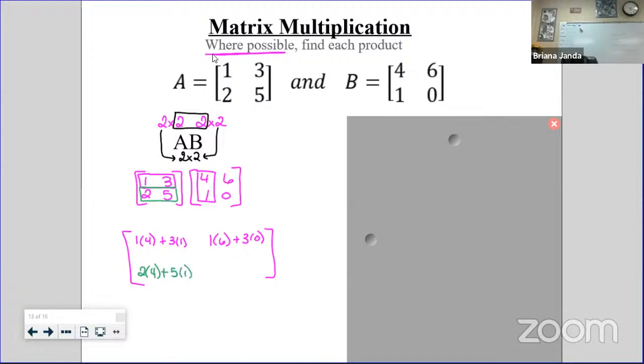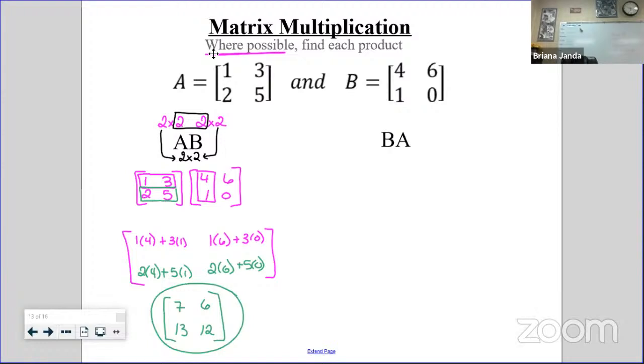And same thing, second row, second column, 2 times 6 would be first times first, 5 times 0 would be second times second, and we clean it up. How are we doing? Following all those numbers? Okay. So as I clean this up, 4 plus 3 is 7, 6 plus 0 is 6, 8 plus 5 is 13, I think, and 2 plus 12 plus 0 is 12, and that would be our answer matrix, 2 by 2. Yeah? Good? Okay.